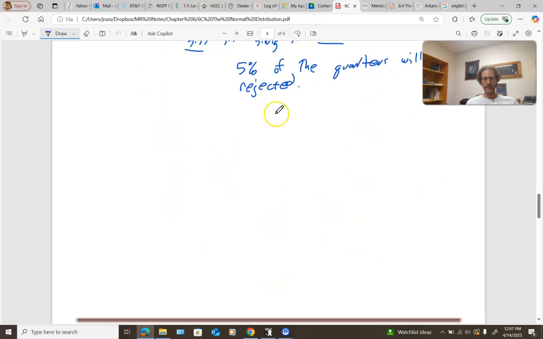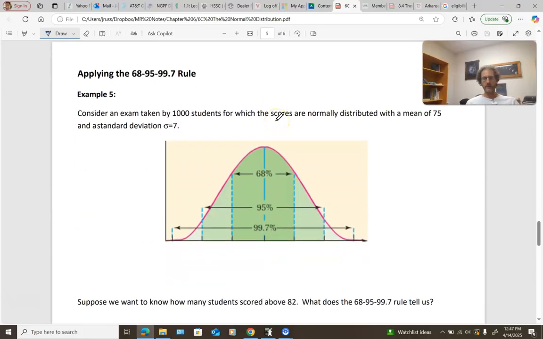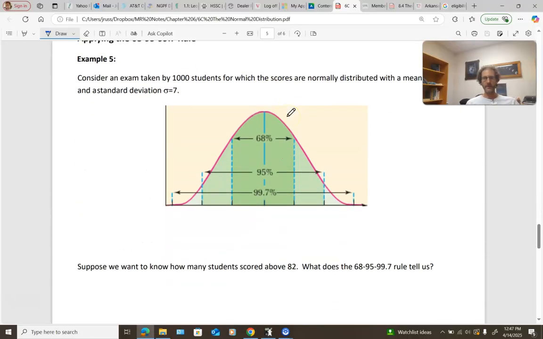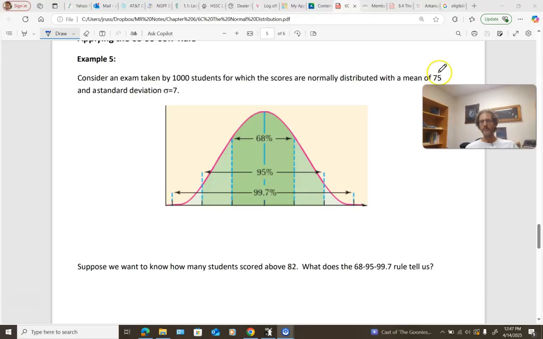Alright, so let's take a look at another one. So we're doing the same thing here, guys. It says, consider an exam taken by 1,000 students for which the scores are normally distributed, and the mean is 75 and the standard deviation is 7. Okay, so on this test, the mean is a score of 75 and the standard deviation is 7.